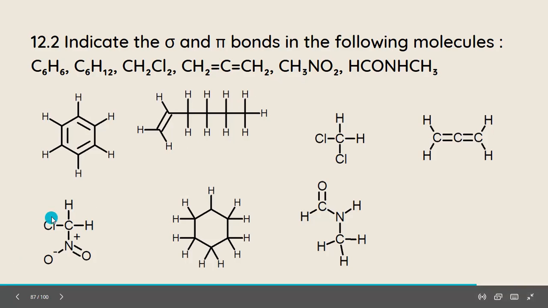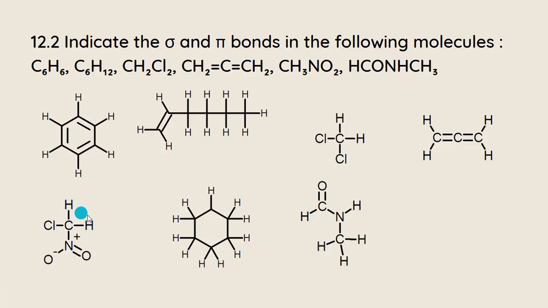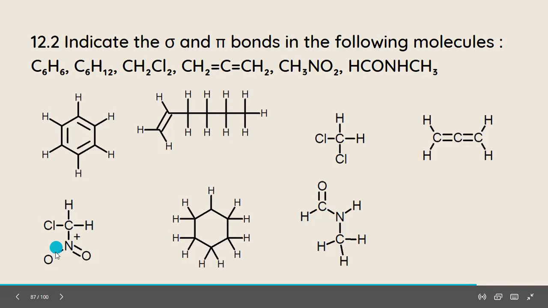This is CH3. This was supposed to be H. I'm so sorry. So all four of these are sigma bonds, whereas this would be a dative bond because oxygen has a minus charge. This, on the other hand, is one sigma and one pi.